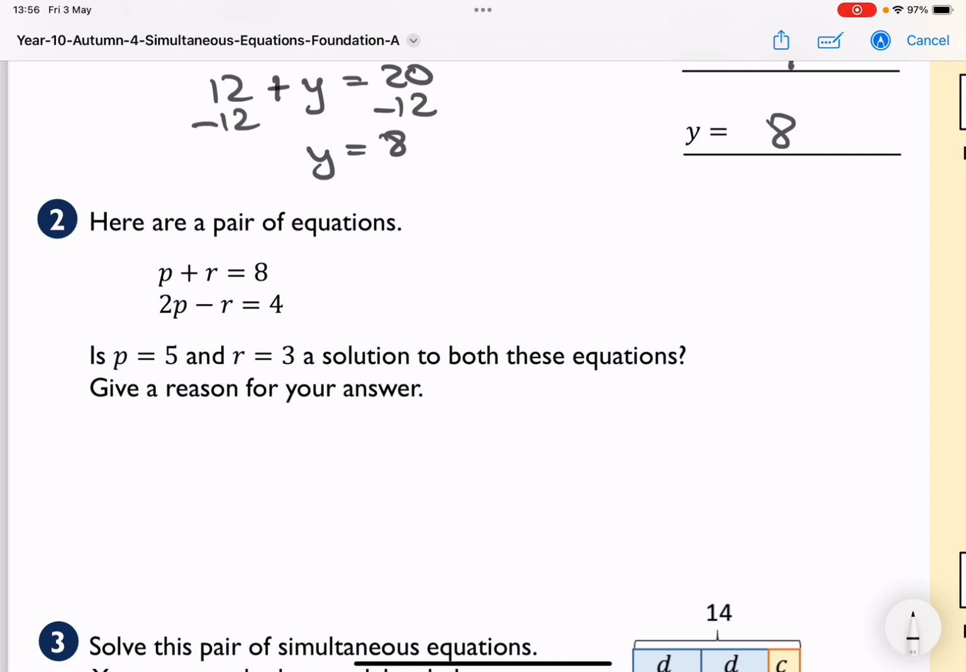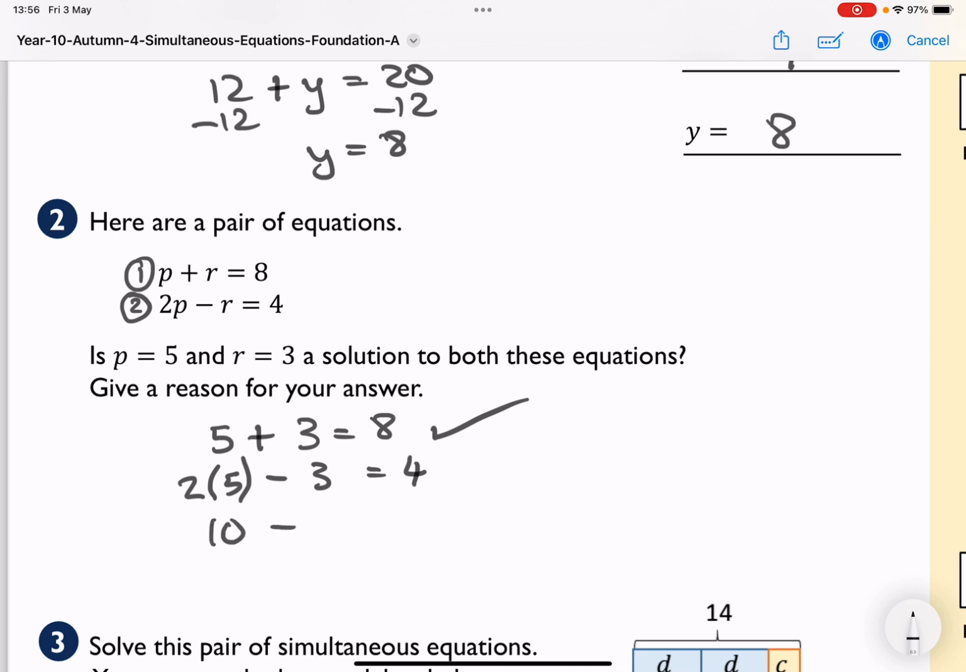Well, let's have a look at the first one. When we do simultaneous equations, we tend to call them 1 and 2. So for equation 1, I'm just saying, is 5 plus 3 equal to 8? Yes, it is. So now what I've got is 2 lots of 5, take 3 equal to 4. 2 times 5 is 10. Take away 3 equals 7. And so this is not a solution. For if both of these worked for both equations, then it would be a solution.